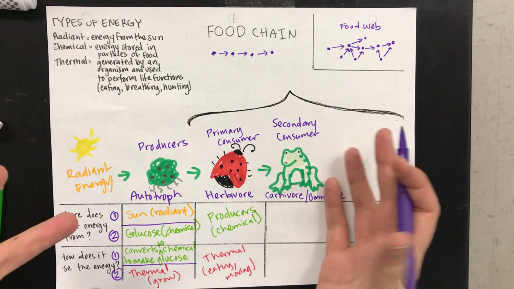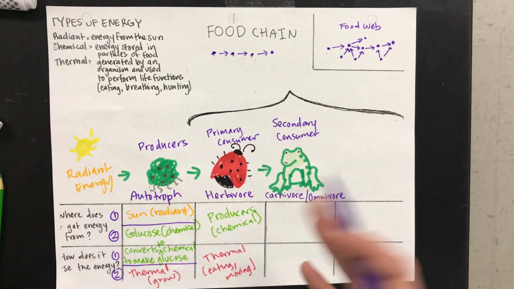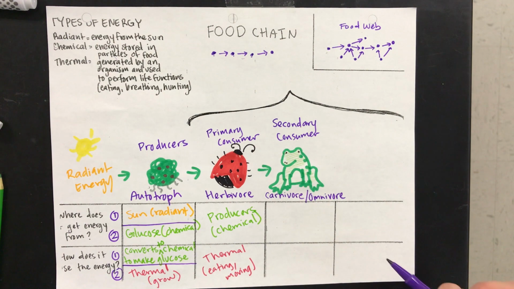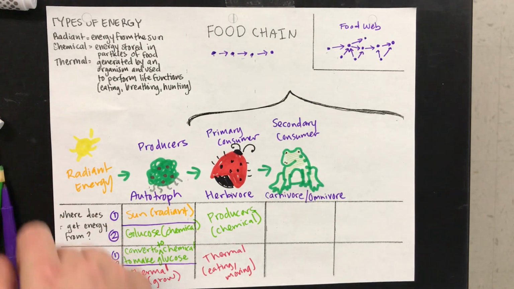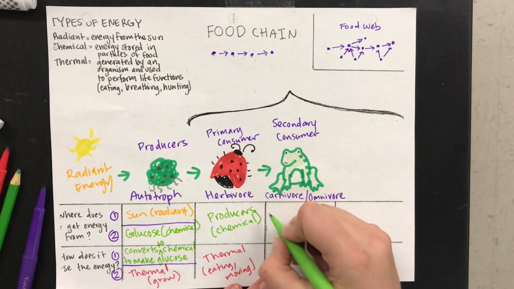So either one. Most humans are omnivores, right? We eat both plants and animals. Okay, so where does our secondary consumer get its energy from? It gets its energy from the primary consumers.